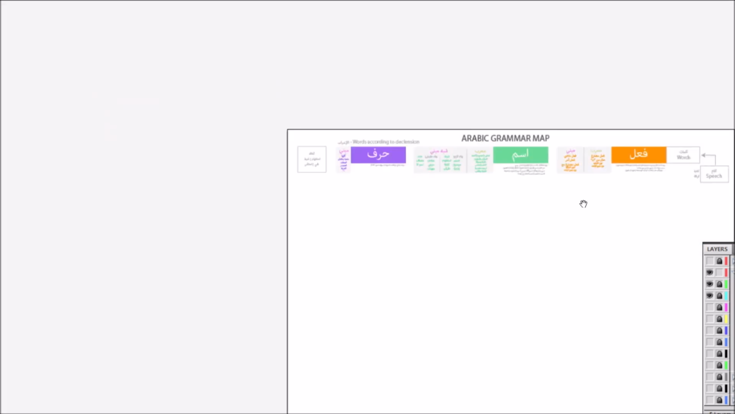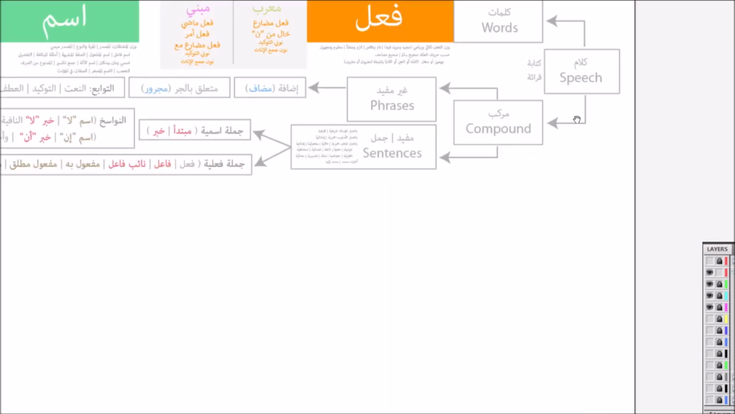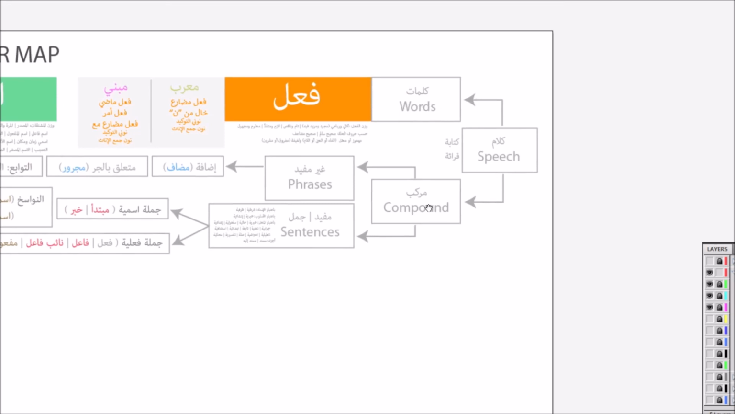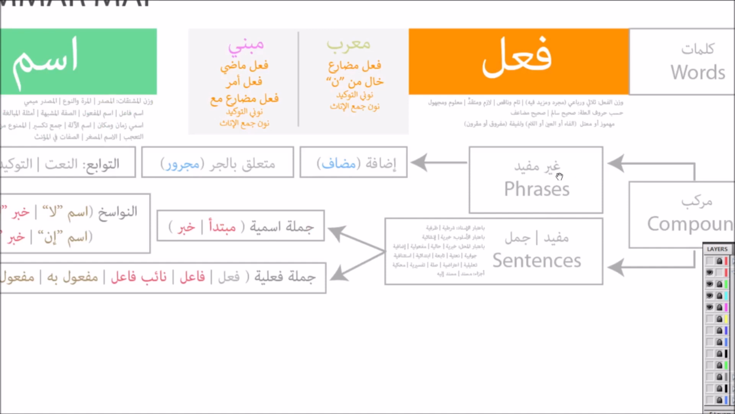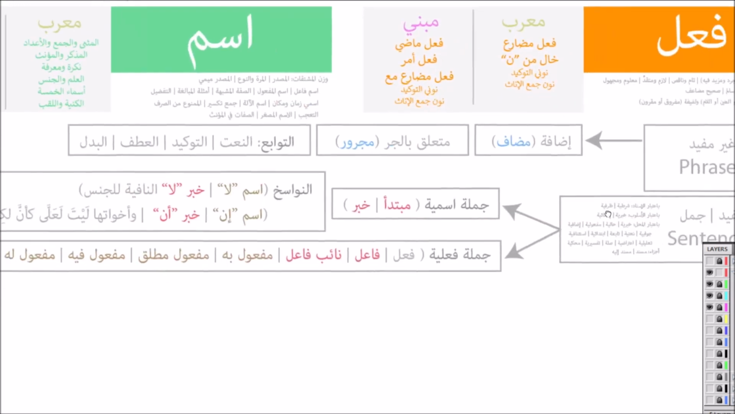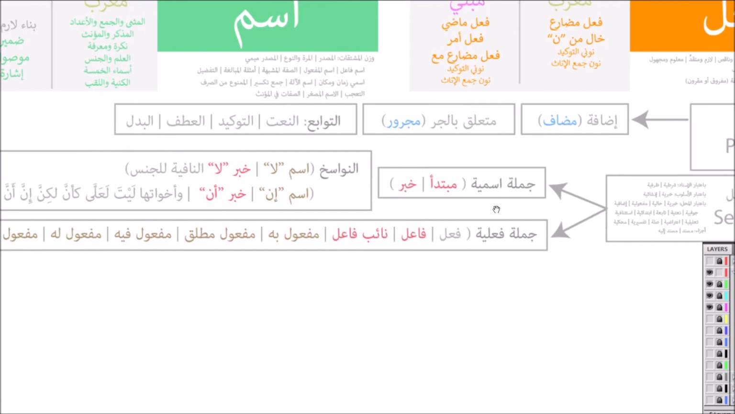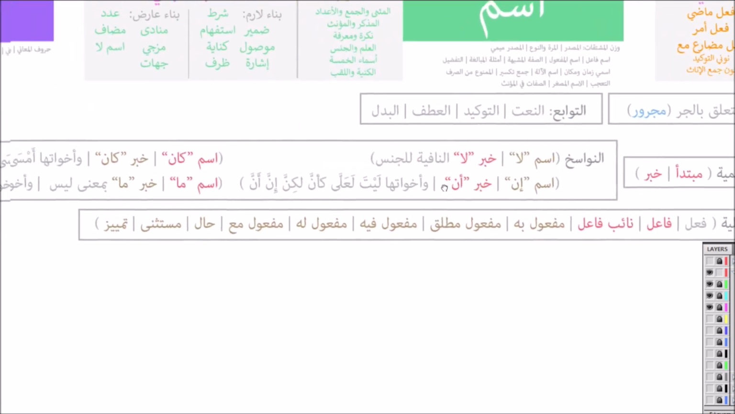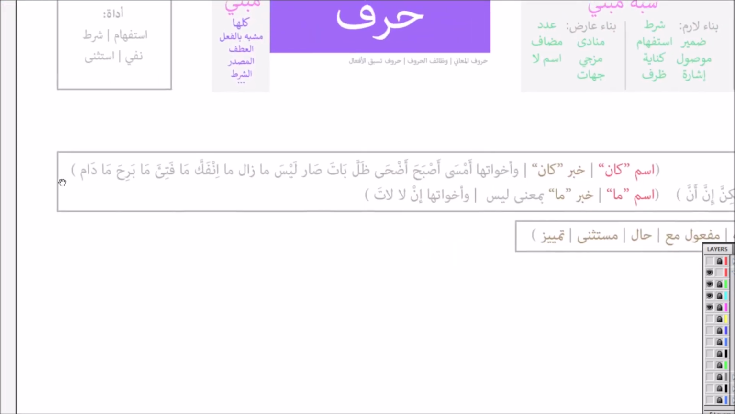Okay, the next section is going to be the sentences. So from speech is then divided into words, and then to compound collection of those words, how they're broken up, which then divides into phrases and sentences. So these are a couple of the phrases, the structures there, according to i'rab. And of course the sentences, we have the jumla ismiya and the jumla fi'aliya, and of course the nawasikh. So for example, you have over here ism kana and akhawatiha, and her sisters.